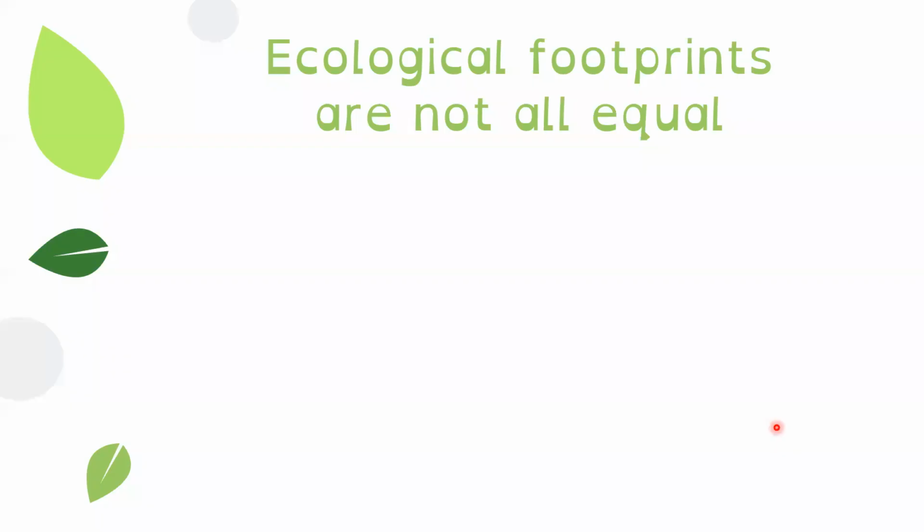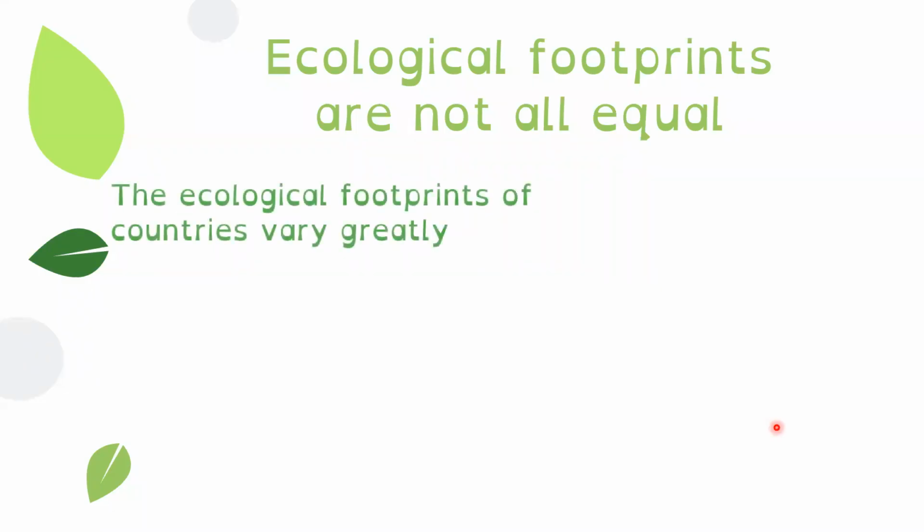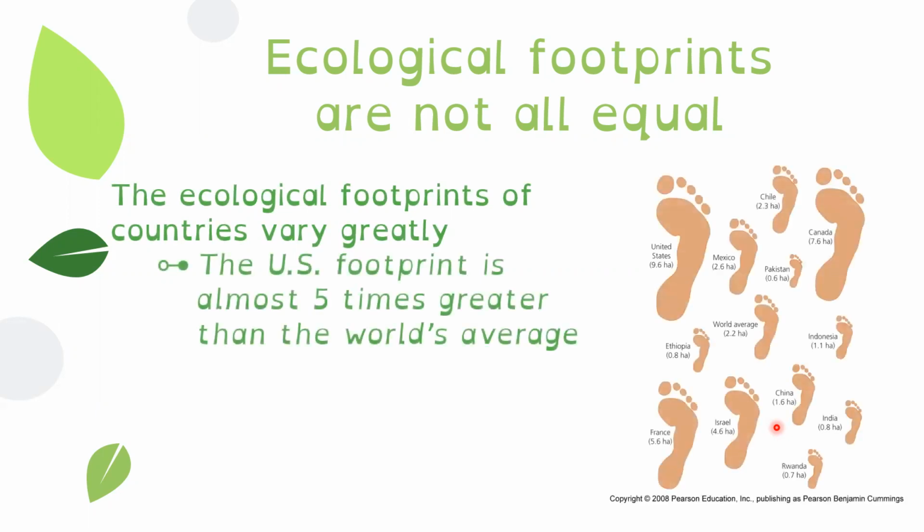And not all ecological footprints are equal. So they vary greatly among the countries around the world. So the US has a footprint that is almost 5 times greater than the world's average. So here in this graphic, you can see that's represented as a larger footprint, and Canada has a similarly large footprint in comparison to many other places in the world.